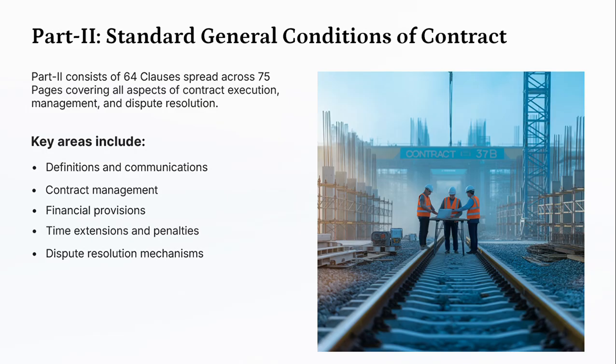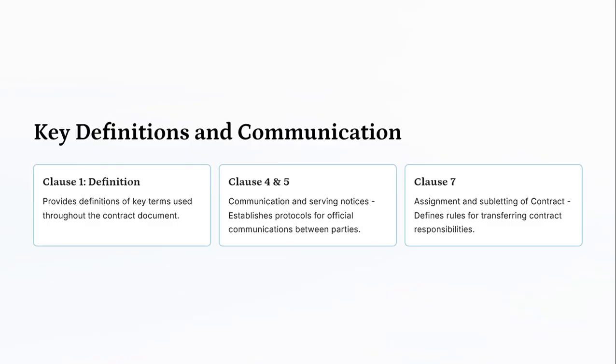Part 2 consists of 64 clauses spread across 75 pages, covering all aspects of contract execution, management and dispute resolution. Key areas include definitions and communications, contract management, financial provisions, time extension and penalties, dispute resolution mechanism, etc. Key definitions: clause 1 provides definitions of key terms used throughout the contract documents.